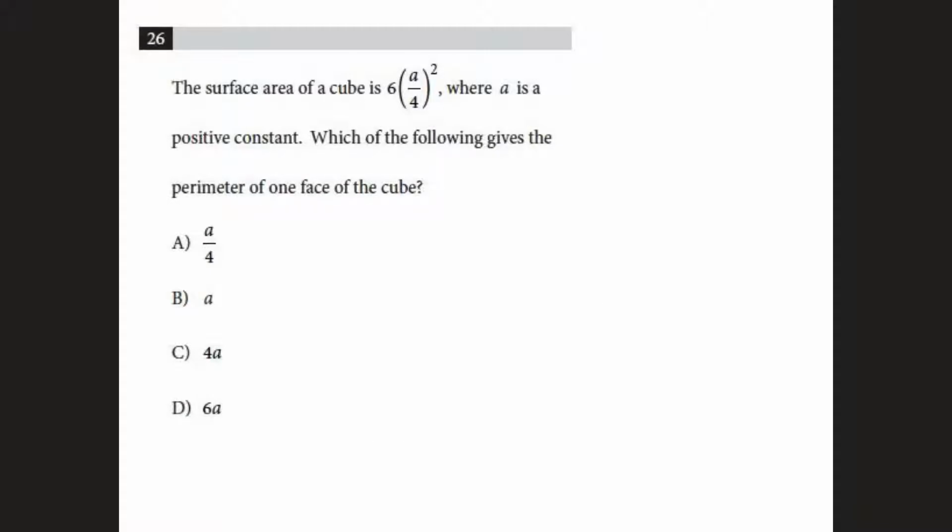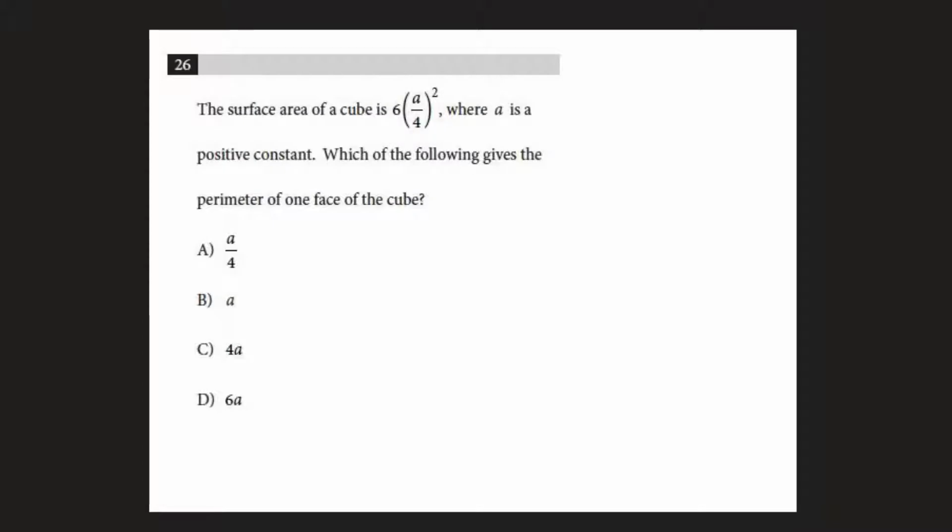26. The surface area of a cube is 6 times a on 4 squared, where a is a positive constant. Which of the following gives the perimeter of one face of the cube? Okay, so a cube has 6 sides. I can sketch that out as such.